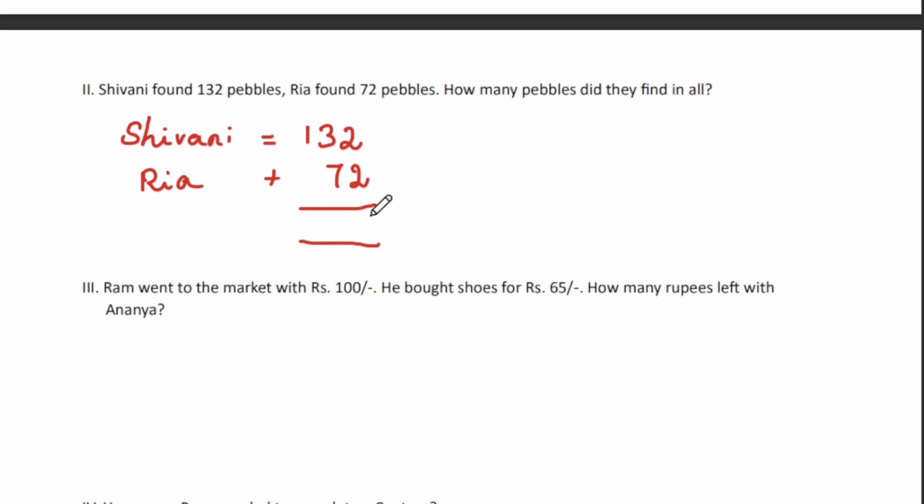So 2 plus 2 is 4. 7 plus 3 is 10. So 0 balance 1. 1 plus 1 is 2. So how many pebbles did they find? They found. So I have to write the answer.